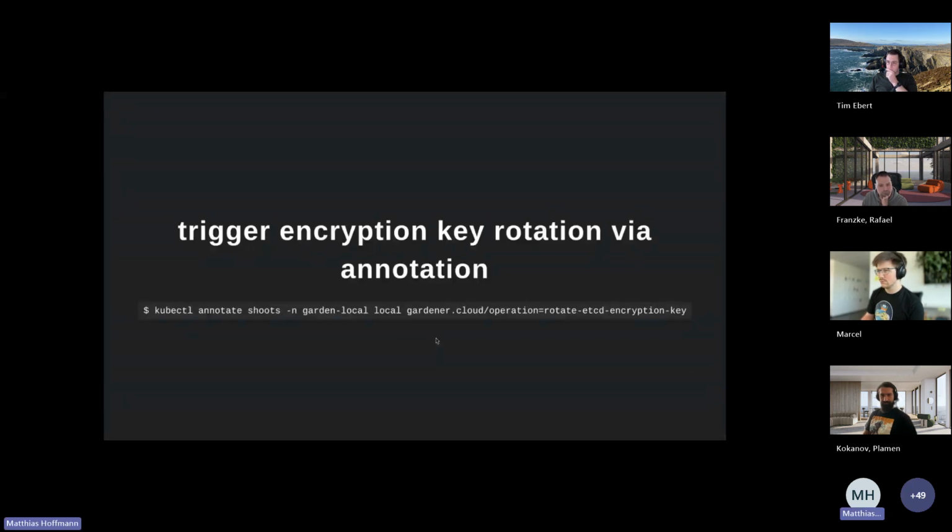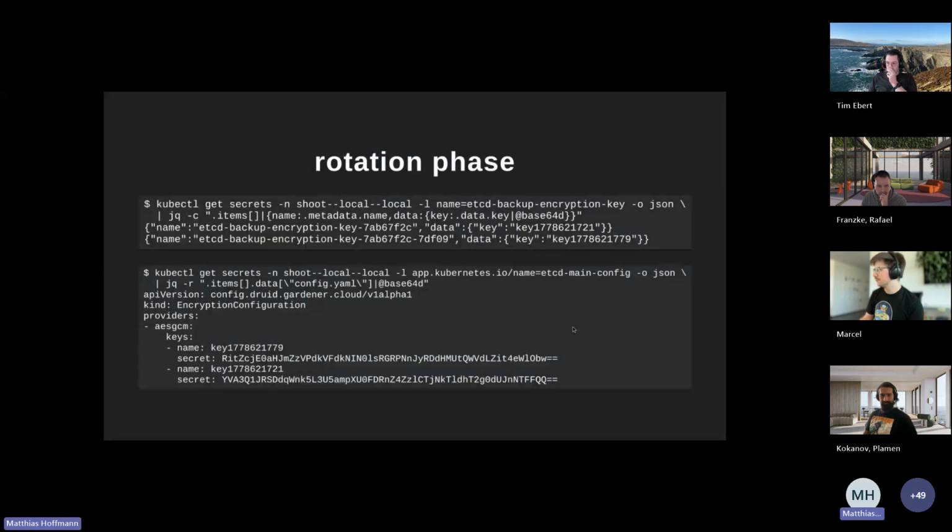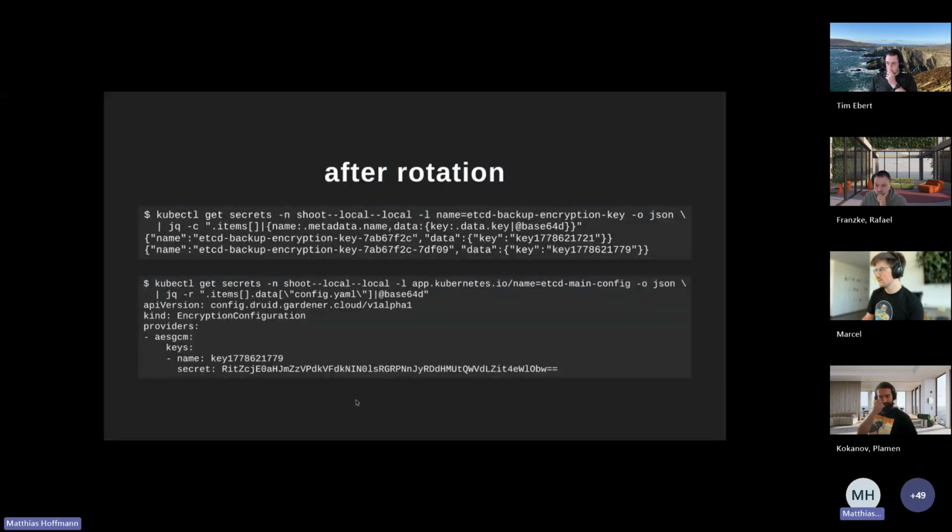You can rotate the encryption key by annotating the shoot with the rotate etcd encryption key annotation. During annotation, two keys are created and both are passed in the encryption configuration to the etcd backup restore container. After two rotations of the shoot, only the new key is persisted in the encryption configuration.